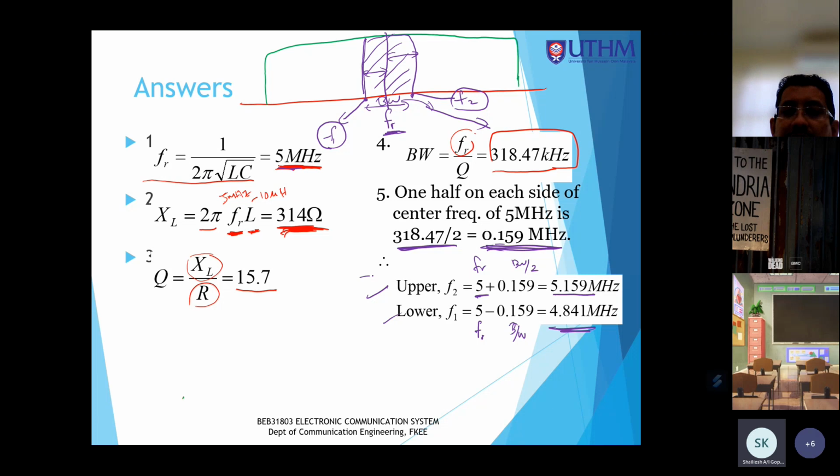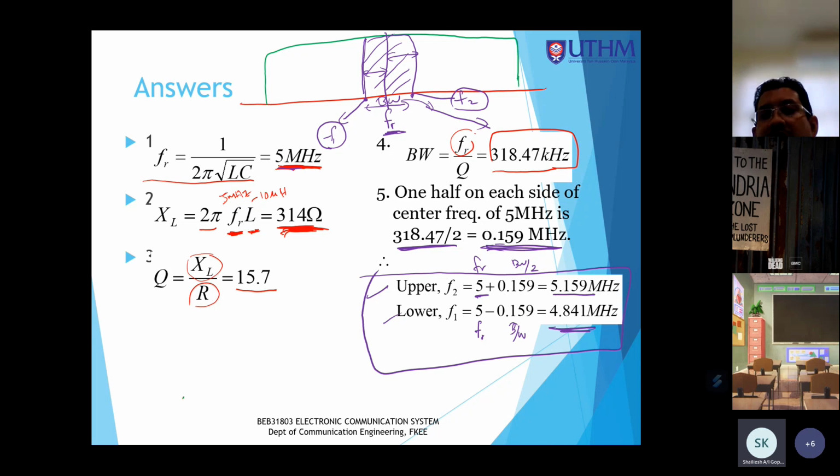Ini bandwidth apa? Ini adalah bandwidth of RF. Tadi kita lihat ada dua jenis bandwidth, bandwidth RF, bandwidth IF. Ini masih bandwidth RF, kerana dia memproses signal yang diterima tadi. Dia belum masuk down conversion. Selepas tune circuit, after the tune circuit, barulah kita ada down converter. Okay, so ini adalah bandwidth of the RF.